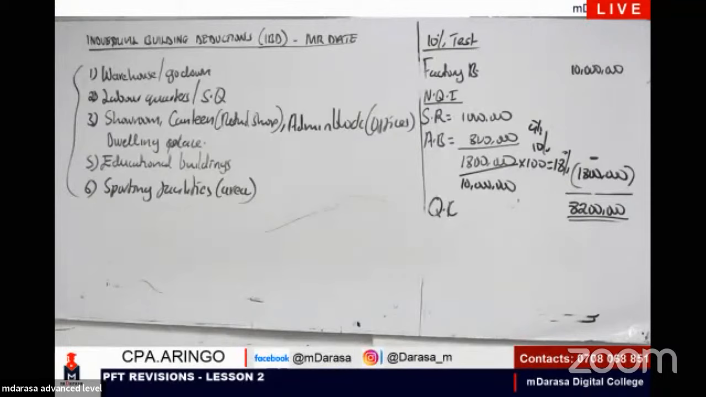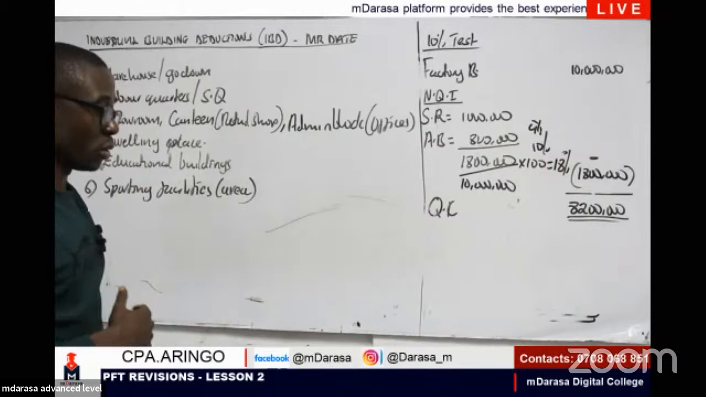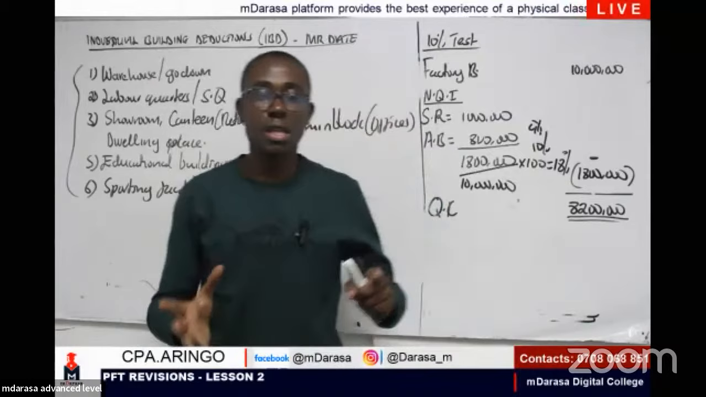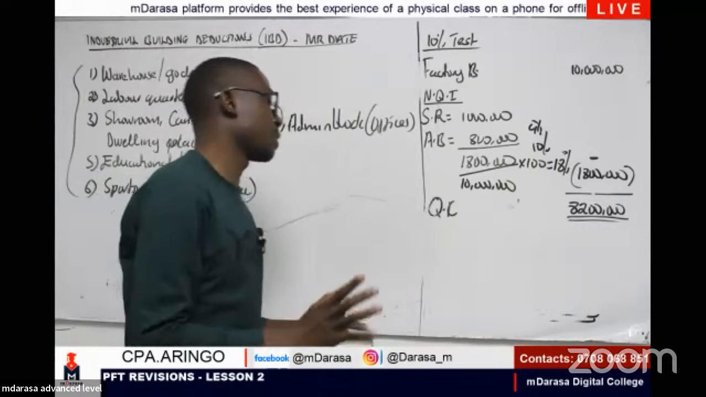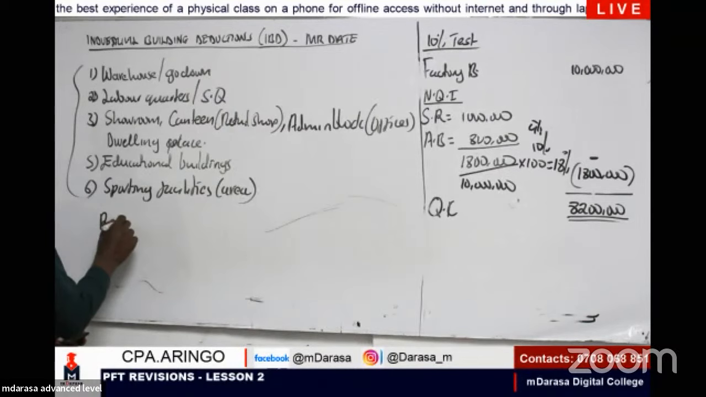Now, on this case, remember, initially we were talking of commercial buildings and non-commercial buildings, but under this new regime, all items are treated as industrial buildings, regardless of whether they are commercial or non-commercial, and have the same rate. So therefore, this should take us to the rate of IBD.